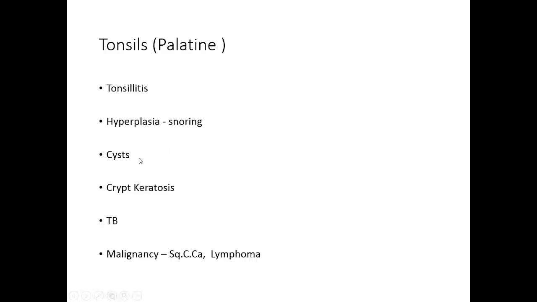Tonsils may have an innocent cyst, like I have shown. Then keratosis, which is white debris developing in the tonsillar crypts. TB can happen in the tonsils. Malignancies can also happen, squamous cell carcinomas. And if there's a smooth enlargement of the tonsil on one side, think of a lymphoma.